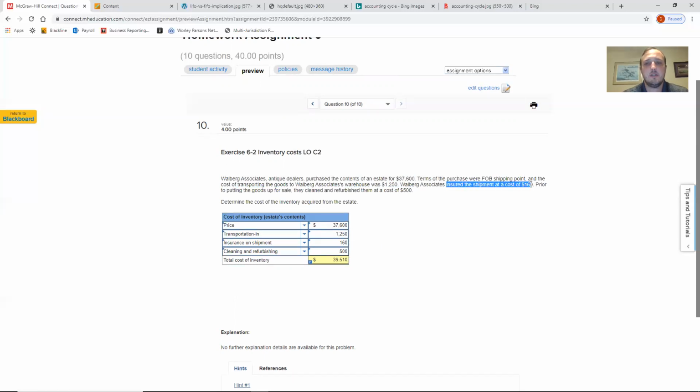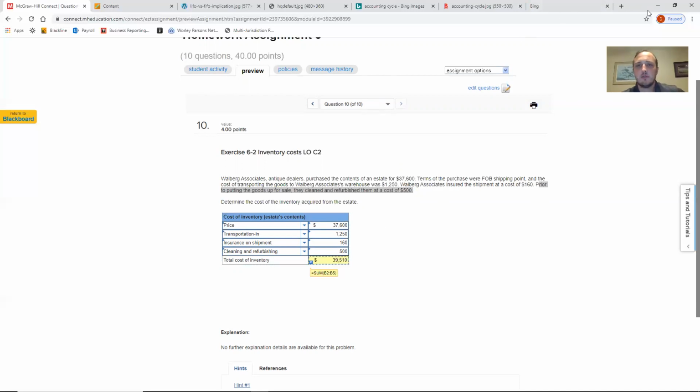We insured it. And before we were able to make the sale, we had to clean and refurbish it. So again, anything that's required to make this inventory ready for sale, we're going to add to those costs. Okay. And that brings us to the end.